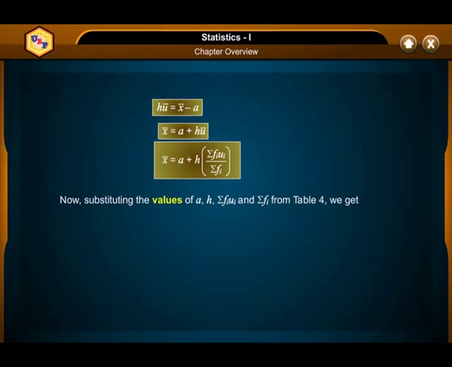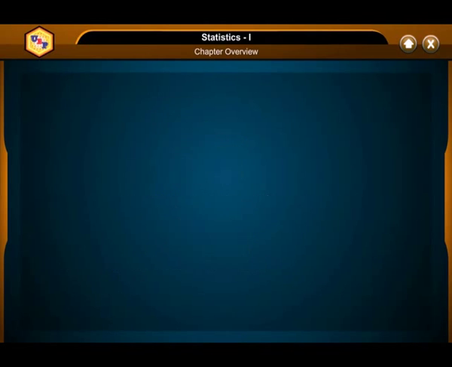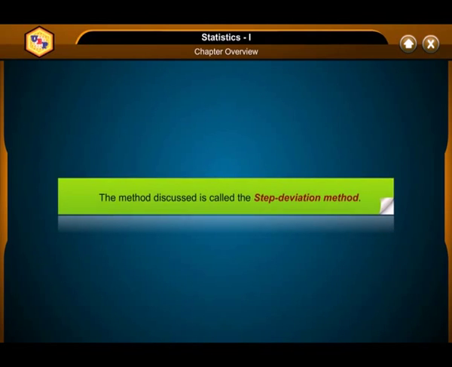Now, substituting the values of a, h, sigma fi ui and sigma fi from Table 4, we get x bar equal to 47.5 plus 15 into 29 upon 30, equal to 47.5 plus 14.5, equal to 62. So the mean marks obtained by a student is 62. The method discussed is called the step deviation method.